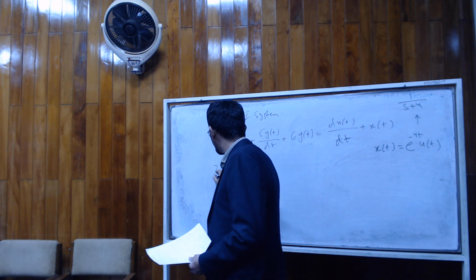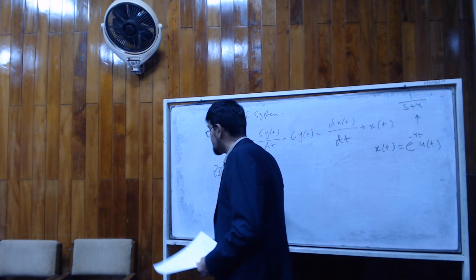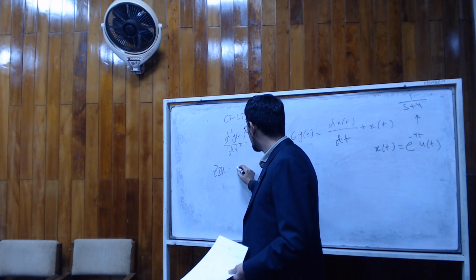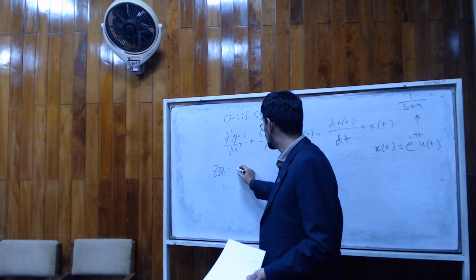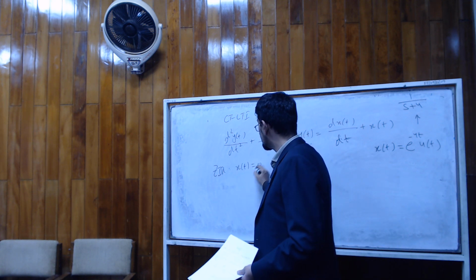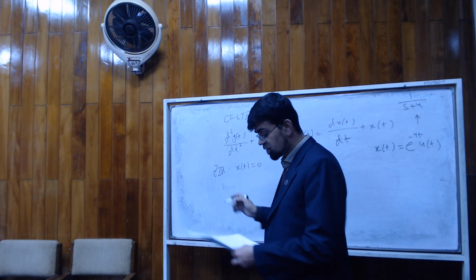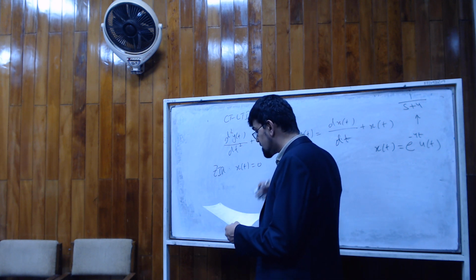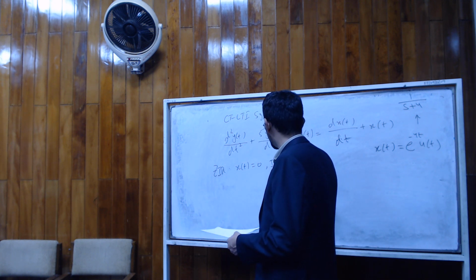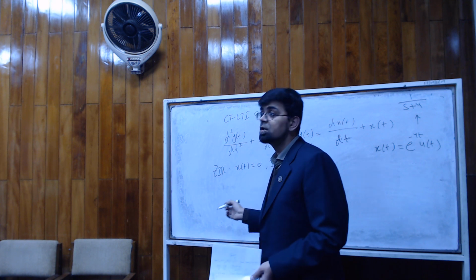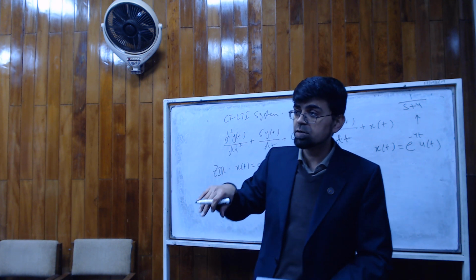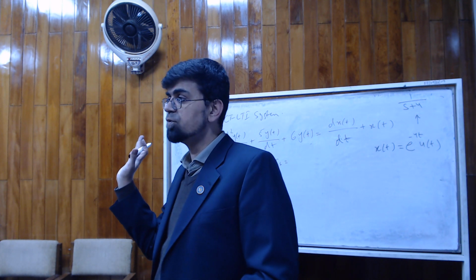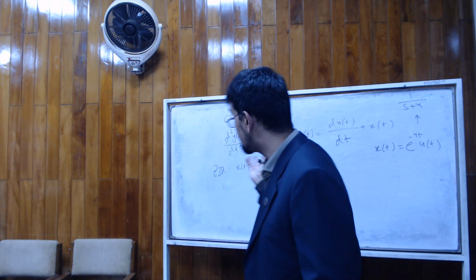So now we go for the zero input response. What does that mean? It means that x(t) equals 0. That's the zero input response. And then we ask, what are the initial conditions? If they are also 0, then what you already found in the zero state response is your full answer, because there is nothing to do here.